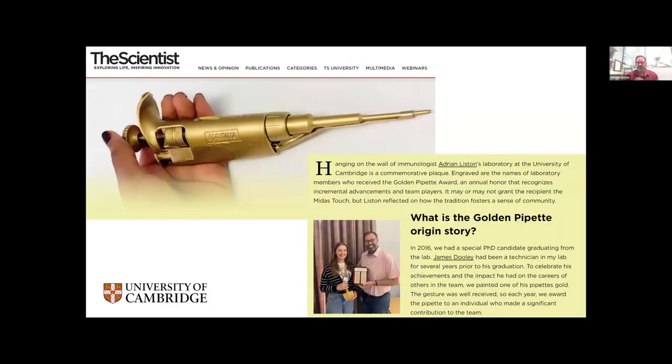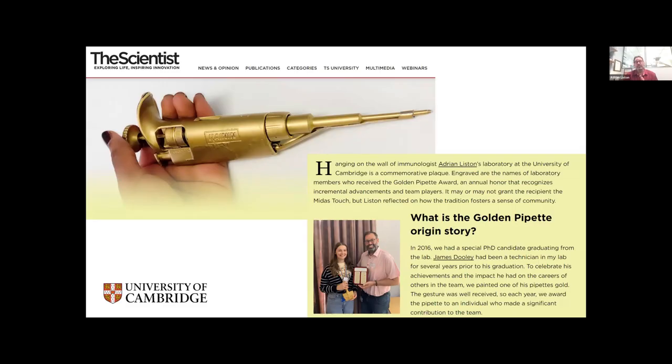An example of a tradition that I have in the lab is the golden pipette. This has been going on for a decade now. It's given to people once a year, and then their name goes on a plaque, and people can look at the list of different winners that have been in the lab over the last decade.